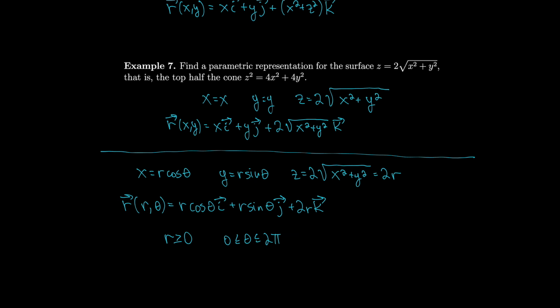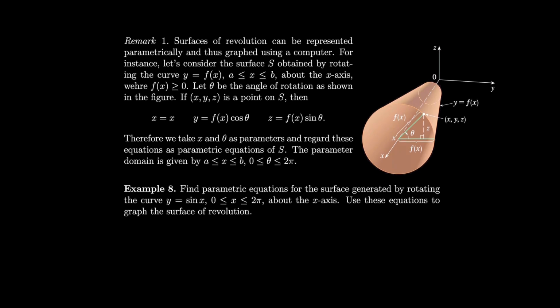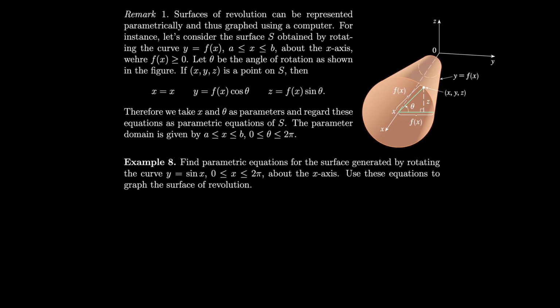So lots of different ways we can parametrize surfaces, just like there's lots of different ways we can parametrize curves. Next up, surfaces of revolution. They can be represented parametrically and thus graphed using a computer. For instance, let's consider the surface S obtained by rotating the curve y equals f of x, where x goes between a and b, about the x-axis, where f of x is greater than or equal to 0. Little typo over there. Let theta be the angle of rotation as shown in the figure.